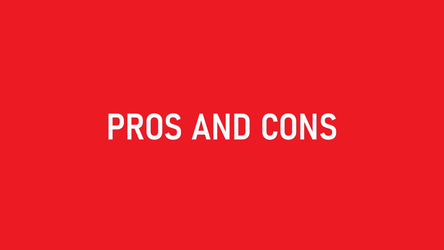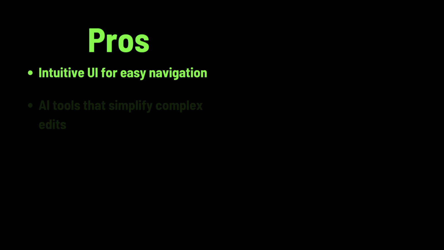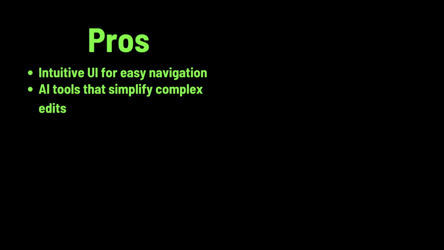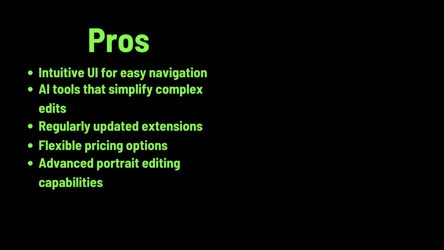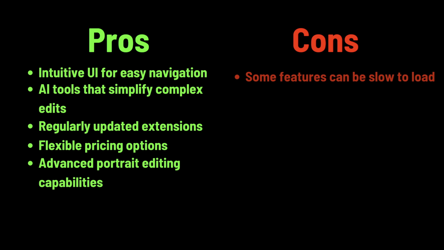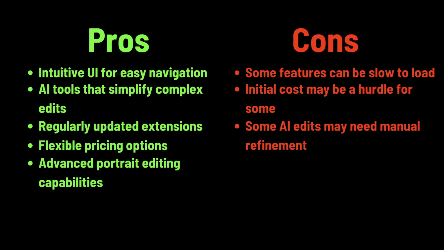So now looking at the whole pros and cons for Luminar Neo, I found the pros to be an intuitive UI for easy navigation, AI tools that simplify complex edits, regularly updated extensions, a flexible pricing option, advanced portrait editing capabilities. And the only cons I've noticed were that some features can be slow to load, the initial cost may be a hurdle for some, and some AI edits may also need manual refinement. But overall, I'd say the pros definitely outweigh the cons for Luminar Neo.